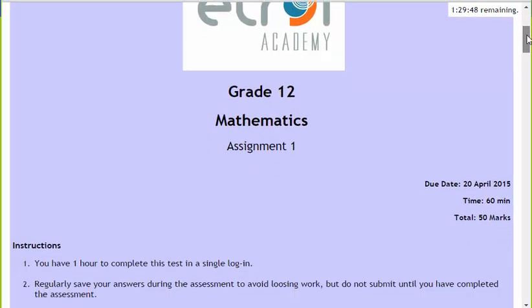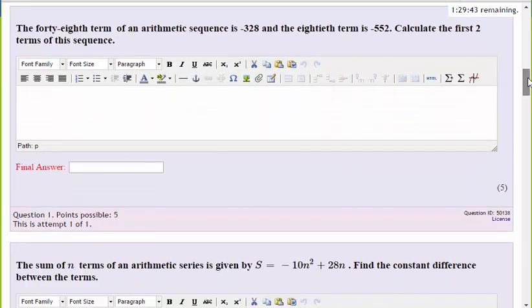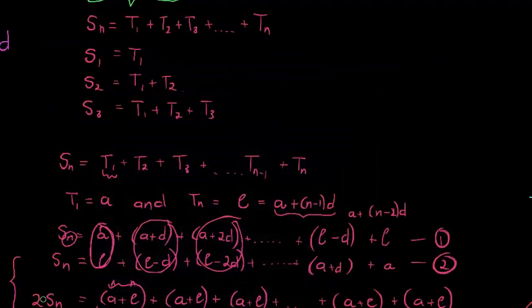Okay, so here we have a few questions. The 48th term of an arithmetic sequence is this, and the 80th term is that. Calculate the first 2 terms of the sequence. This question most people got right. It's not very difficult. We had a lot of them practiced in the question paper as well.